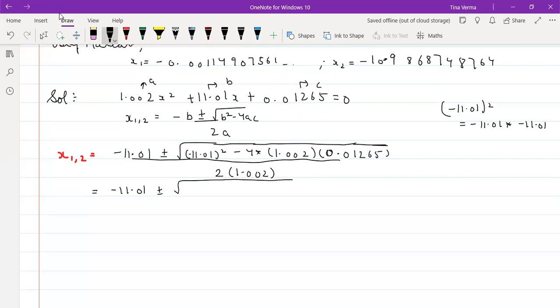This is coming out to be your 121.2201. I'm just writing the full first, and this is coming out to be your -0.0507012, right? So now you have to do only 4 digit rounding. इसका मतलब इसमें टोटल डिजिट्स कितनी होनी चाहिए? 4. यहाँ पे कितनी है? More than 4.